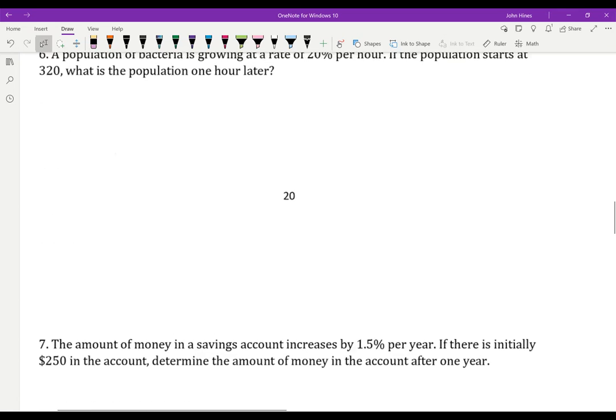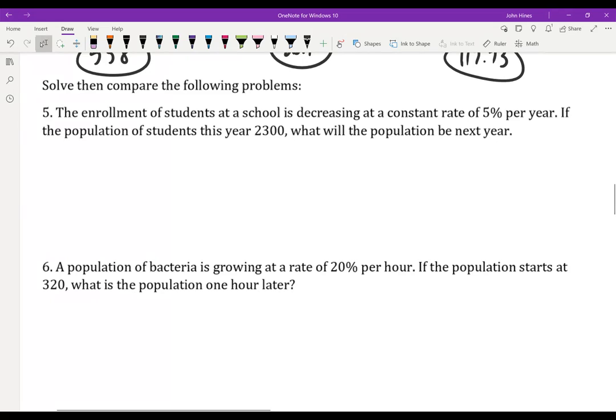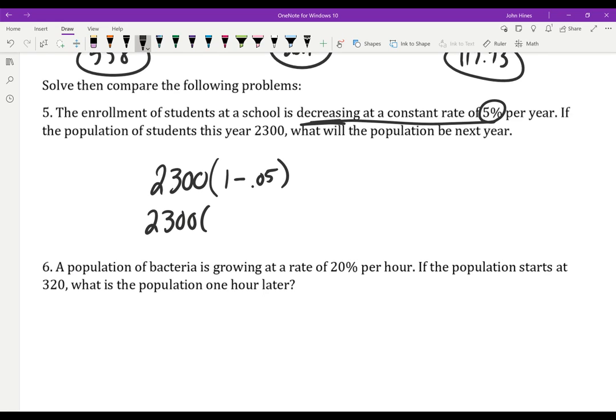So let's solve a couple problems and we'll call it a video. Student enrollment at a school is decreasing at a constant rate of 5%. So I'm losing 5% each year. What will the population be next year? I'm starting with 2,300 people and I'm losing 5%. So this is a 1 minus 0.05, which means I'm really keeping 0.95, because that means I'm keeping 95% of it. So 2185 is what I'm keeping.